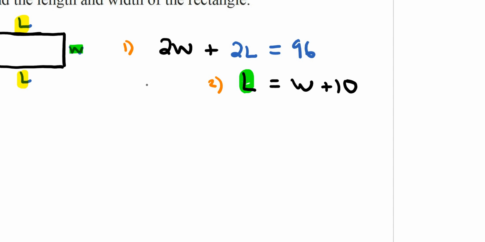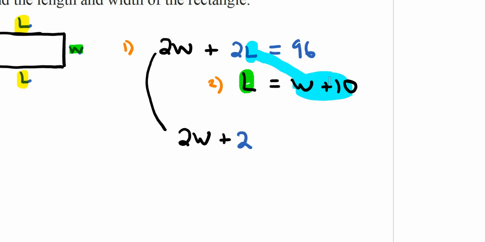So what I would do now is I would recopy equation number 1, which is 2W plus 2 times L, right? Now remember, what does L equal? L is equal to all of this. The length is equal to W plus 10. So if I put a bracket around here, instead of writing L, I'll write W plus 10.